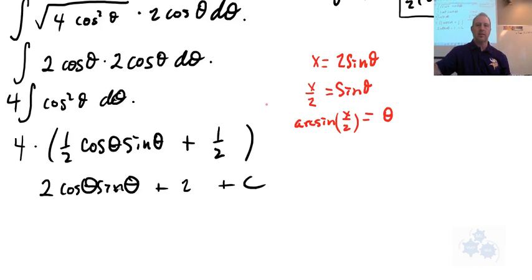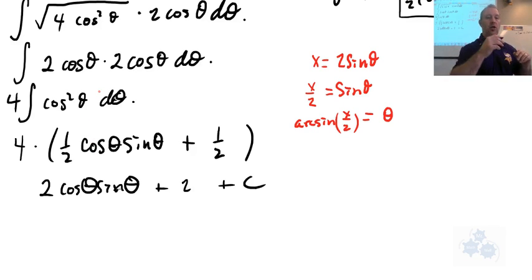Okay, so that helps us when we have theta and we have sine. So sine of arc sine of x over 2, that's going to be pretty easy. But cos of arc sine?